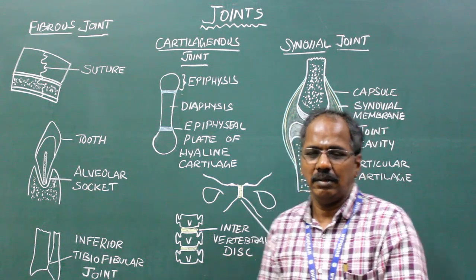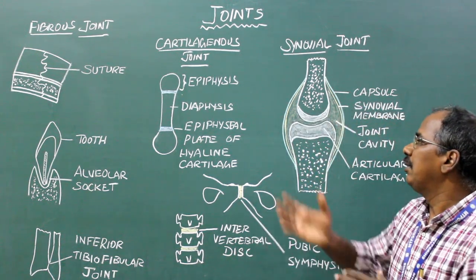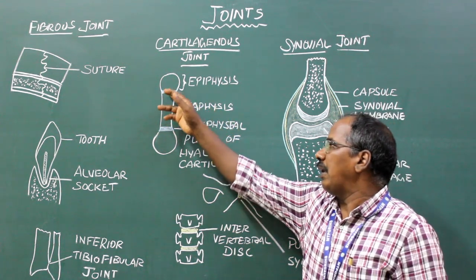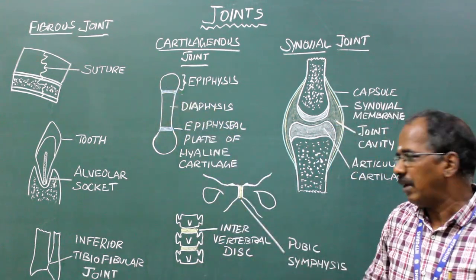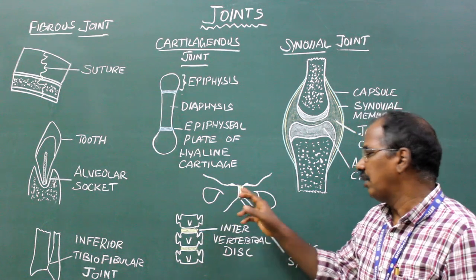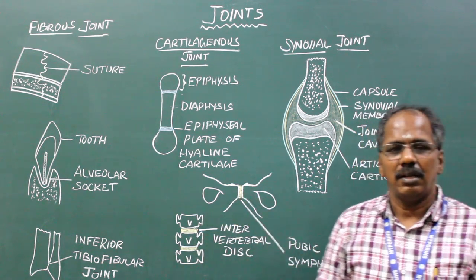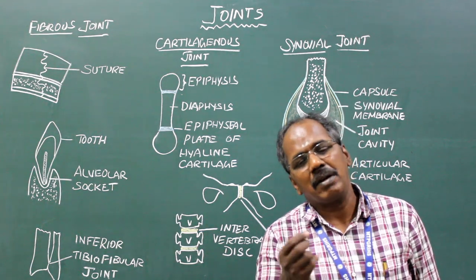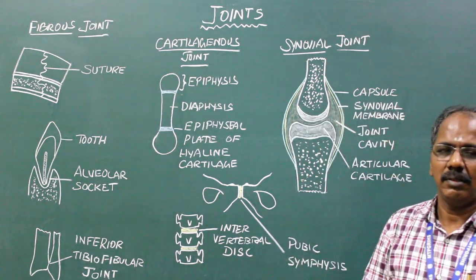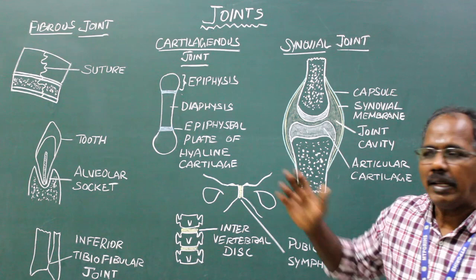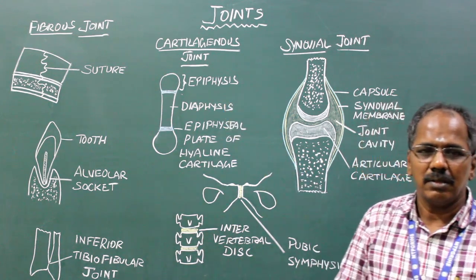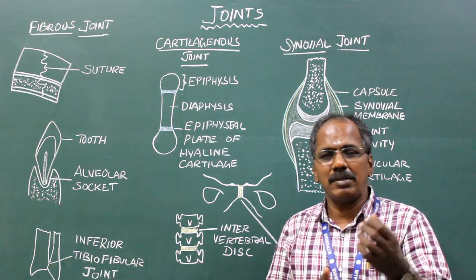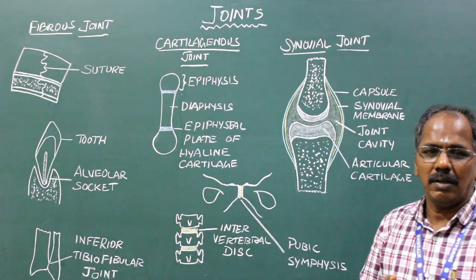Cartilaginous joint. In this type, the two articular ends are connected by a piece of cartilage, either hyaline or fibrocartilage. The cartilaginous joint is of two types. Number one, primary cartilaginous joint. Number two, secondary cartilaginous joint.